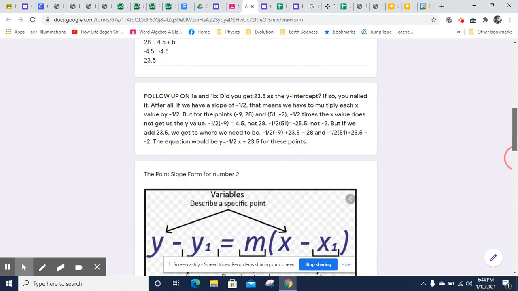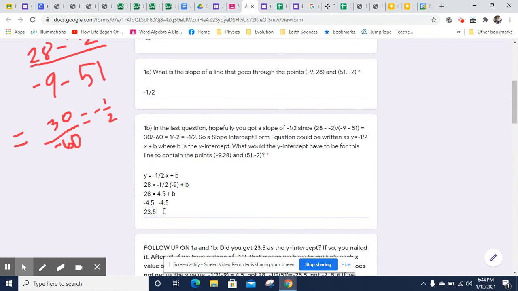Okay, 4.5 minus 4.5 is nothing, so all I'm left with over here is b.